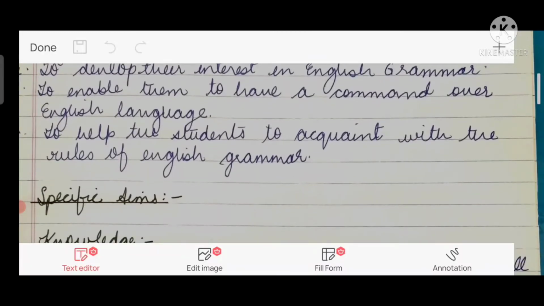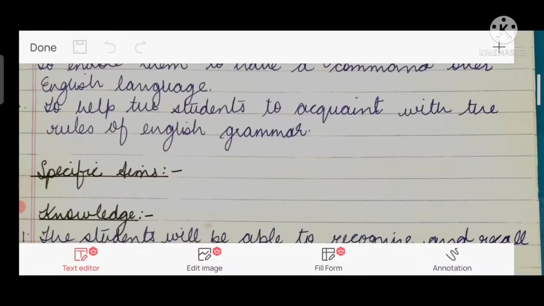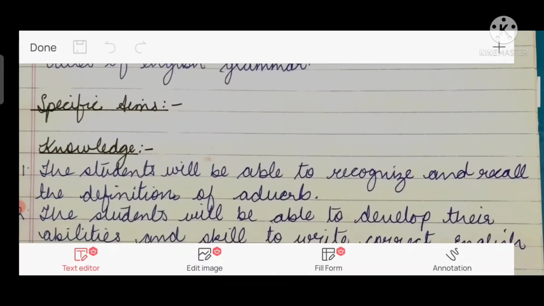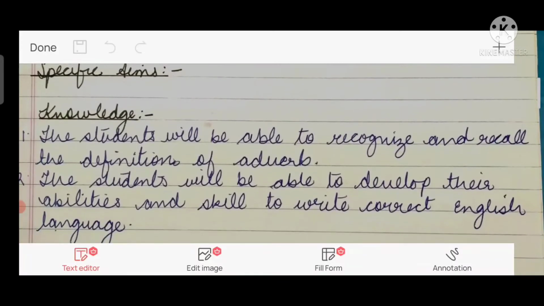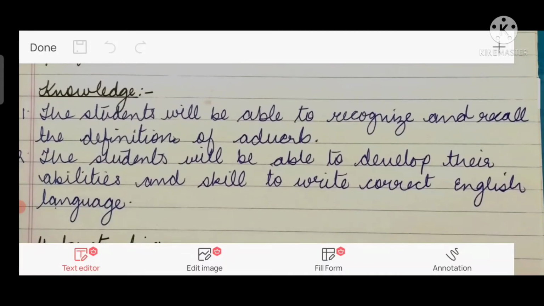After that, we'll write specific aims. Specific aims are classified in three categories: knowledge, understanding and application. We'll write 2 points in knowledge, 2 points in understanding and 2 points in application. Let's see. In knowledge, first point, the students will be able to recognize and recall the definition of adverb. Second point, the students will be able to develop their abilities and skill to write correct English language.